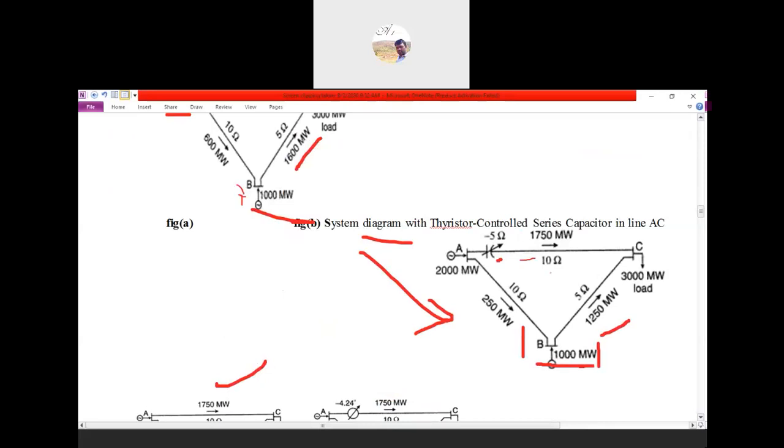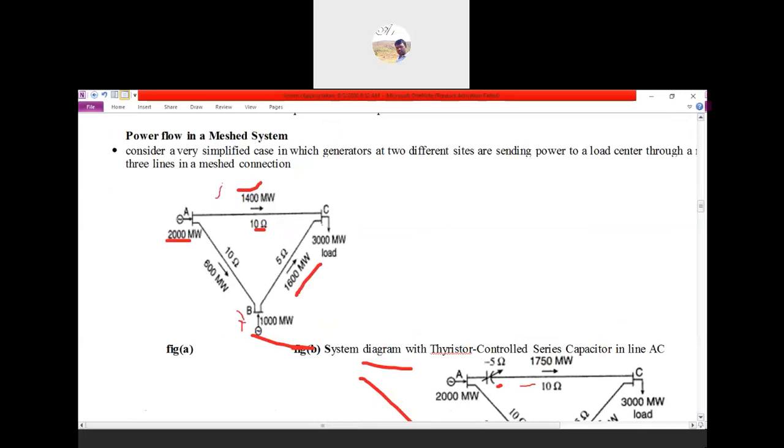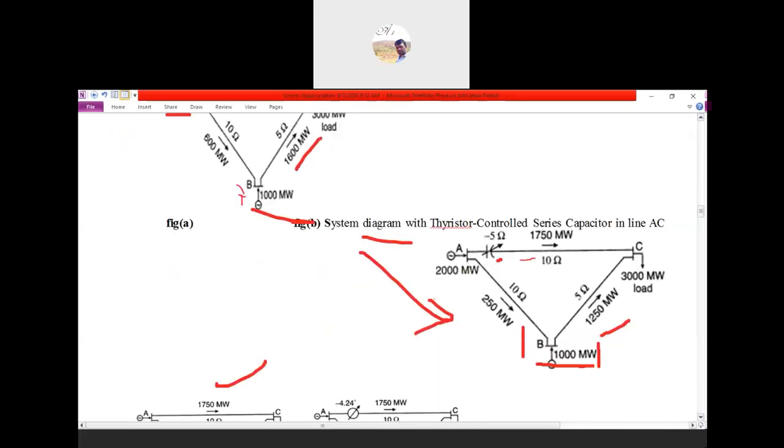Similarly, we have taken this mesh line. Here we are discussing the parallel, and now we are going to discuss the mesh system. In the mesh system, we have two generators connected in a loop, and it gives the power supply to the 3000 megawatts load.